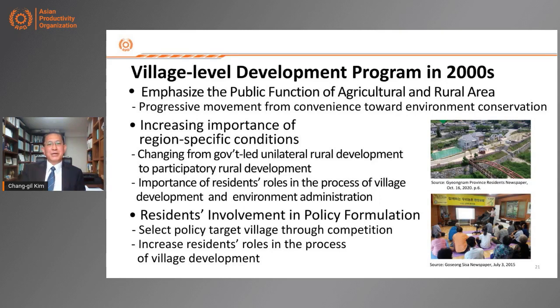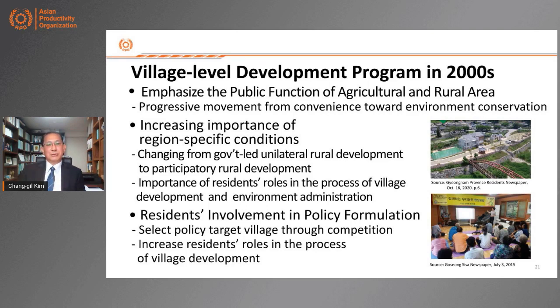The first one is the village-level development program in 2000. This program emphasized the public function of agriculture and rural areas. So in rural areas, the public function is the most important in the national agenda. So the government was concerned about a progressive movement from convenience toward environmental conservation. Also, the increasing importance of region-specific conditions. I think this was a change from government-led unilateral rural development to participatory rural development. That means from a top-down approach to a bottom-up approach.